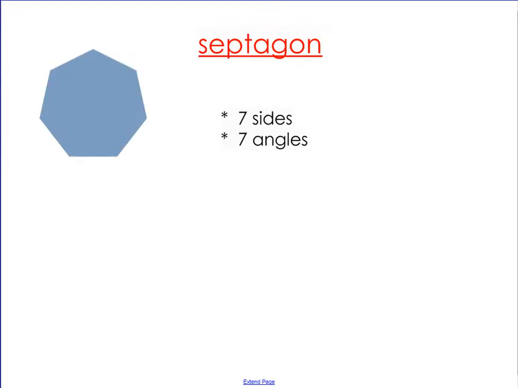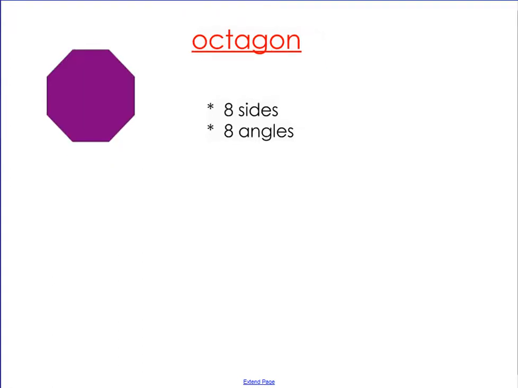A septagon has 7 sides and 7 angles, and an octagon has 8 sides and 8 angles. These are the characteristics of two-dimensional shapes.